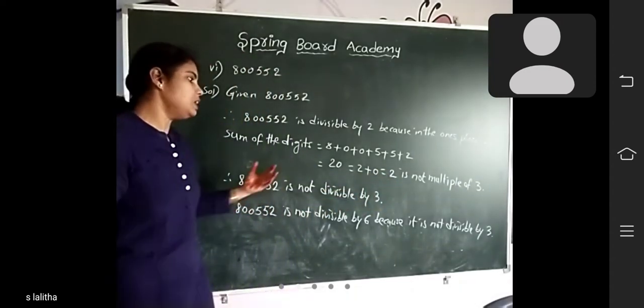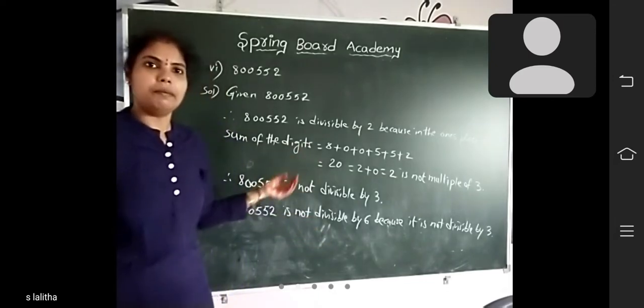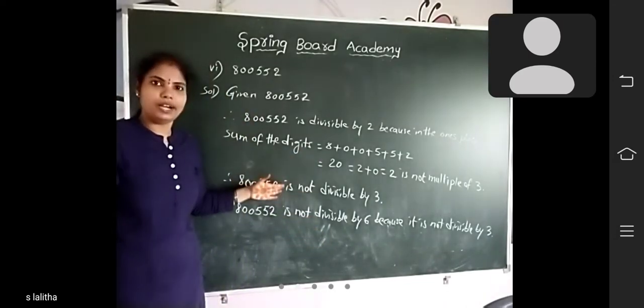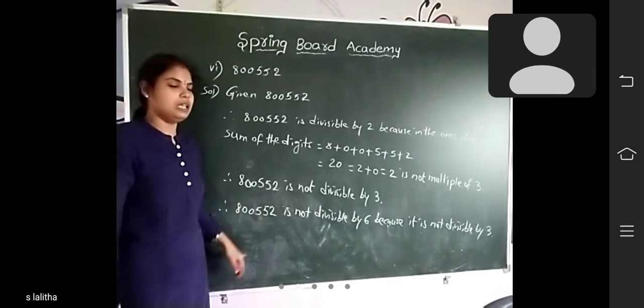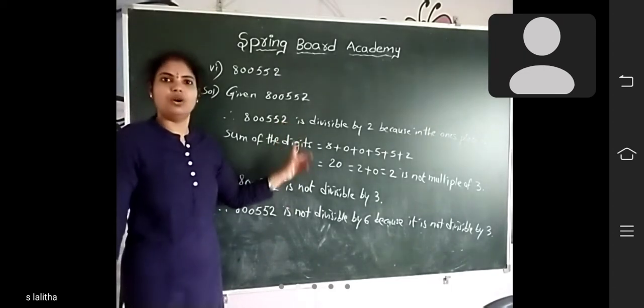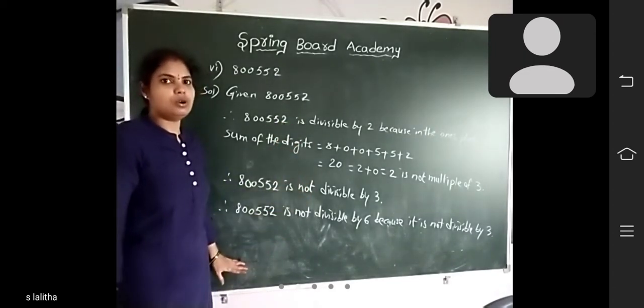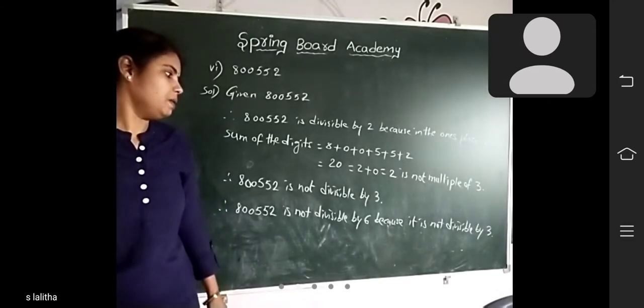Okay. Next, divisibility by 6. What is the rule? If the number is divisible by both 2 and 3, then that number is divisible by 6. But here it is divisible by 2 only, not divisible by 3. So this number is not divisible by 6. Okay? Right.